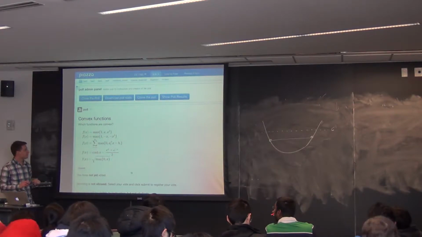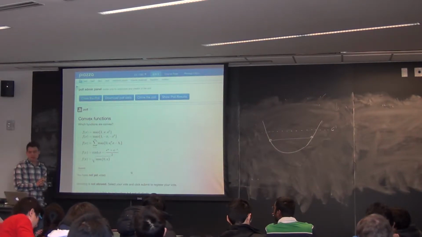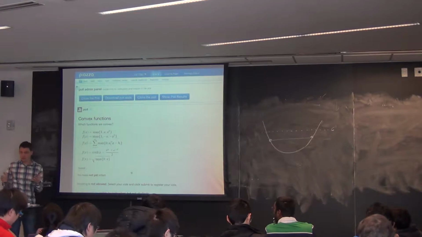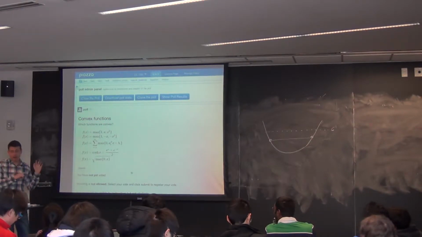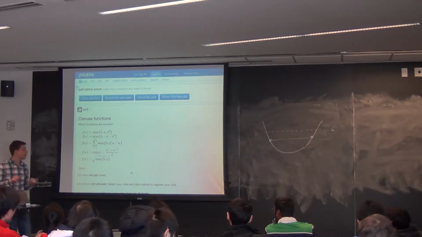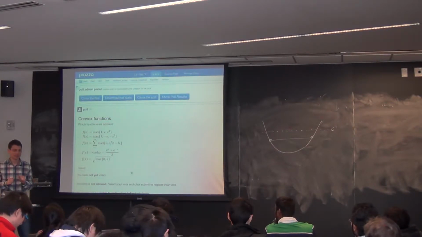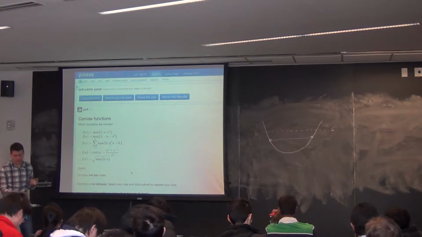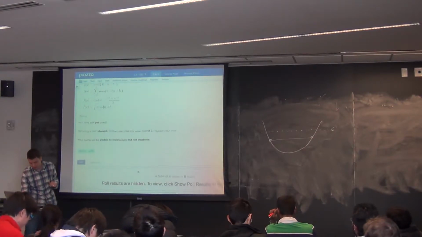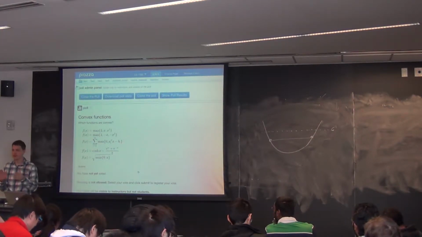Here are five functions, and I want you to tell me if they are convex or not. You can use all the rules from the previous one. If anyone wants me to go back to one of the slides, I can go back. Tell me if you think they are convex or not. It is open now, right? So you can start voting. Okay, we'll give like five minutes or so.